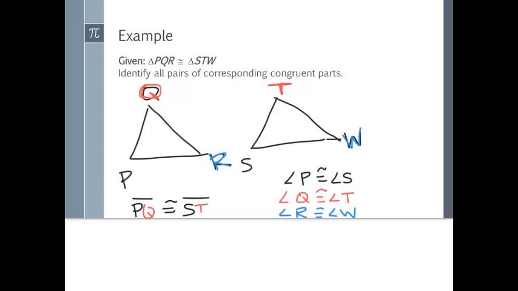And if I call it side QR, it's congruent to TW. I can't call that side WT. Notice the colors here. I'm listing them in corresponding vertex order. And then finally, side RP is congruent to side WS.